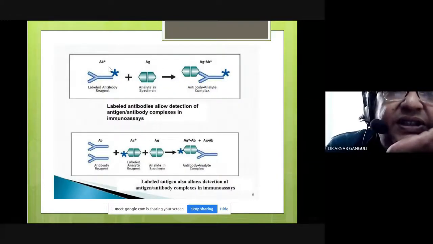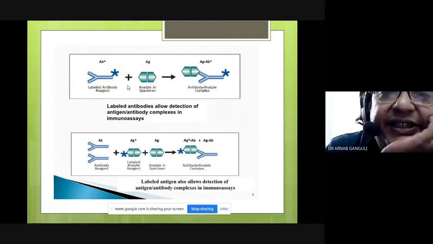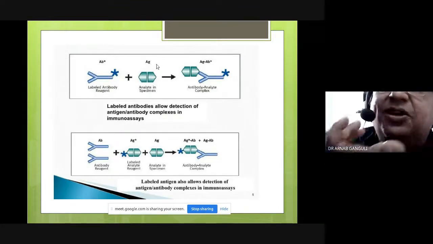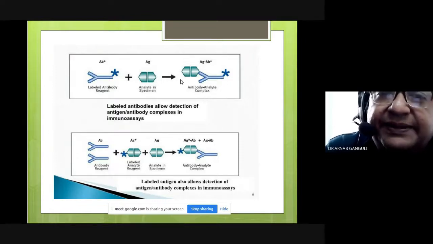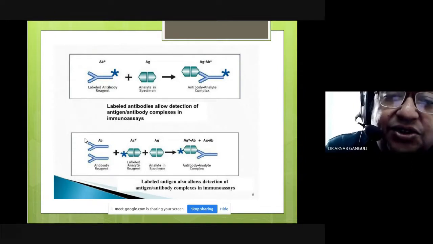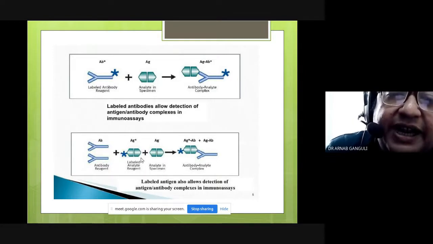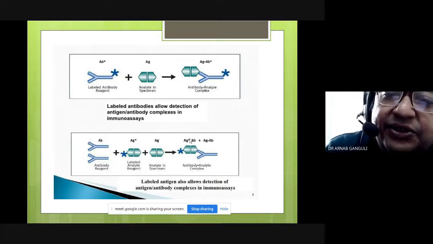So this is a radio labeled antibody reagent. This is the analyte in the specimen, maybe a cough or blood or whatever, and you add them, mix them, you get an antibody analyte complex. So labeled antibodies allow detection of antigen antibody complex in immunoassays. Then to that you add, this is the other way around, antibody which is not labeled, antigen which is labeled. You get this.